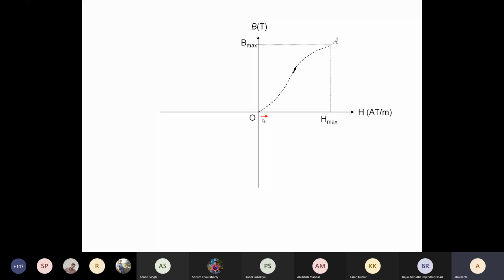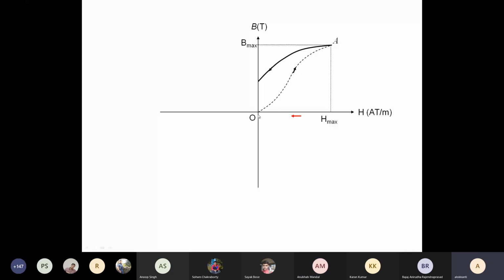Now suppose from this H max we start reducing H. What will happen? B will start reducing. B will decrease, but not along the same path. It will not follow the same path. Experimentally it has been shown that it actually follows a different path.